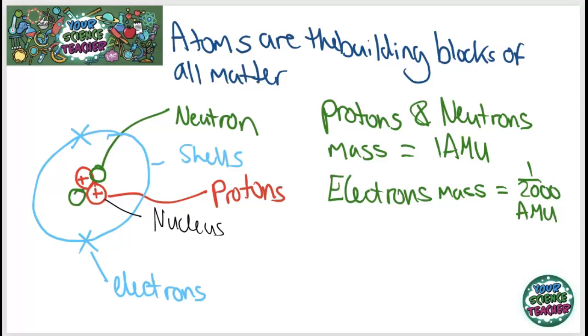Their charges are dead easy to remember because protons are positive, neutrons are neutral, and electrons, their charge must balance out the positive charge of the protons, so they have a charge of -1.